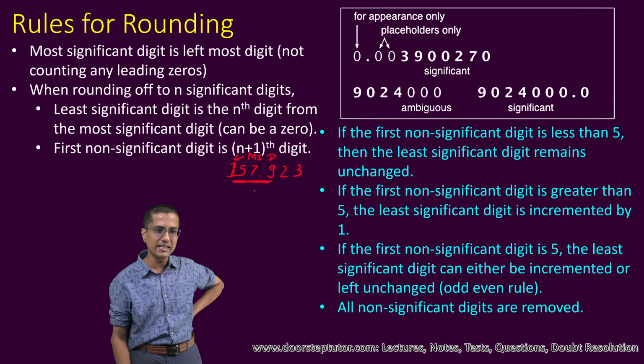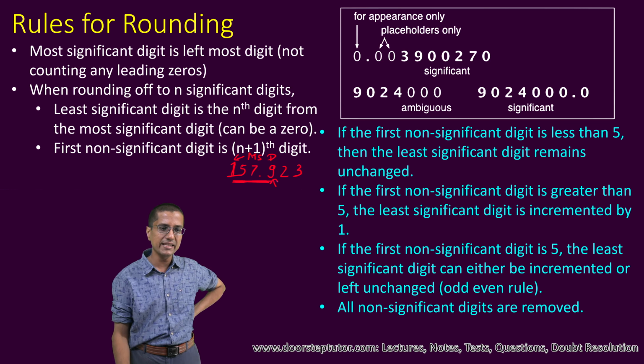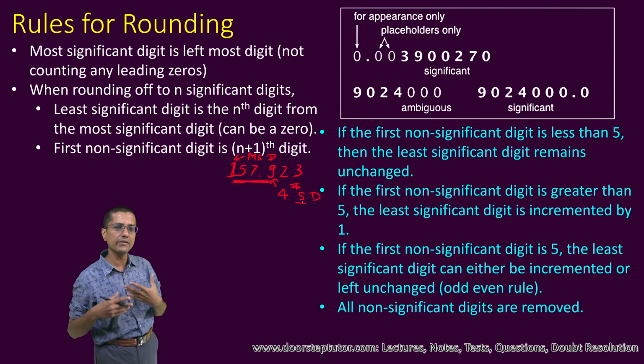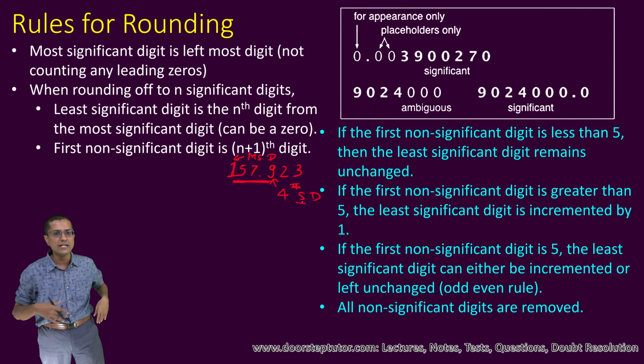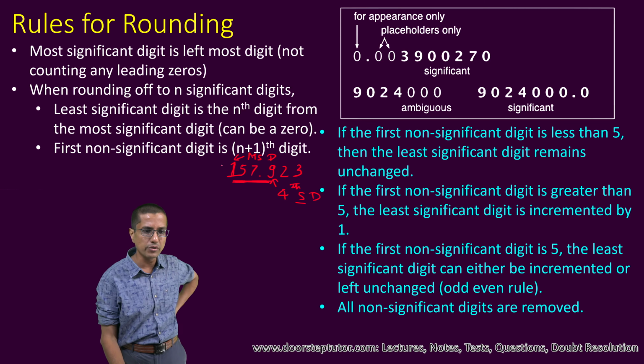What about the nth digit? This is my nth digit, in this case the fourth significant digit. In your case, if you have to take the fifth, you will take the next one, and so forth. So this is the fourth significant digit.